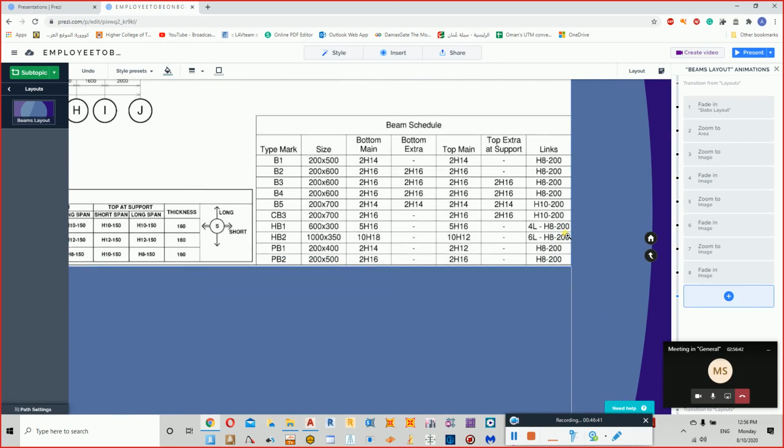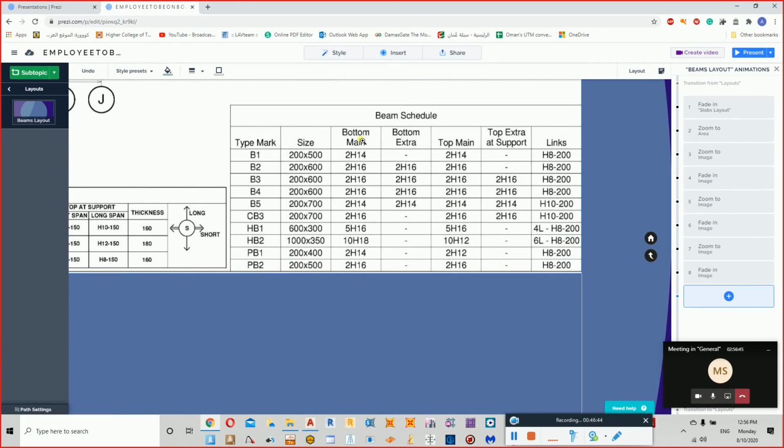In order for you to read the schedules, you need to understand the meaning of main bottom and top main. Previously in slabs we had short and long, because normally in slabs we have two side reinforcement. When it comes to beams, we have only one side reinforcement. So we have main bottom and top main. Whenever we are talking about the span, the reinforcement is called main bottom. Whenever we are talking about the support side, we talk about top main.